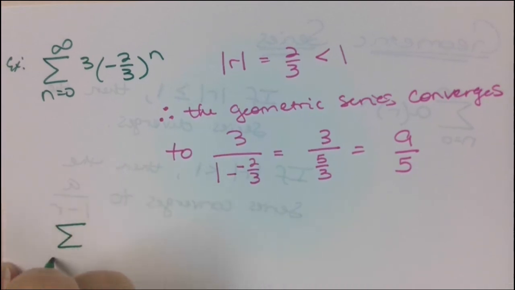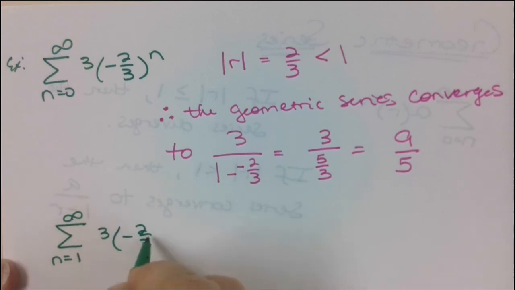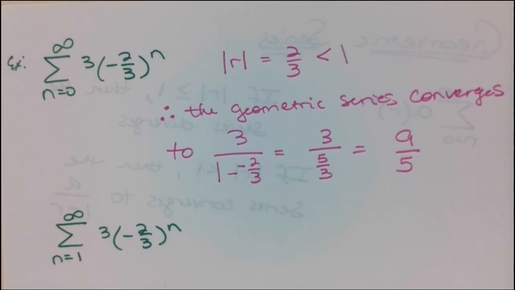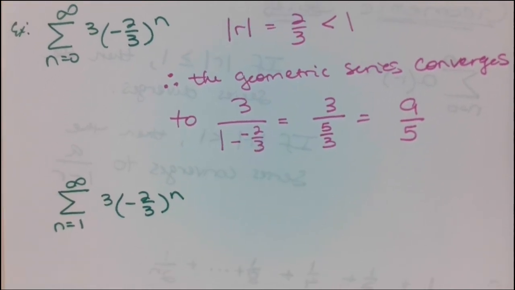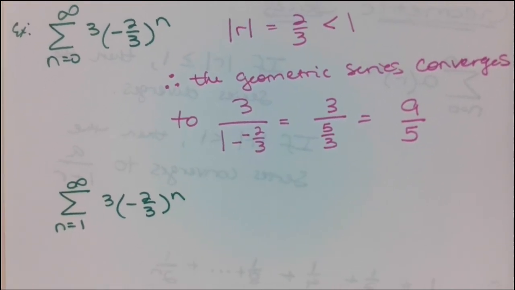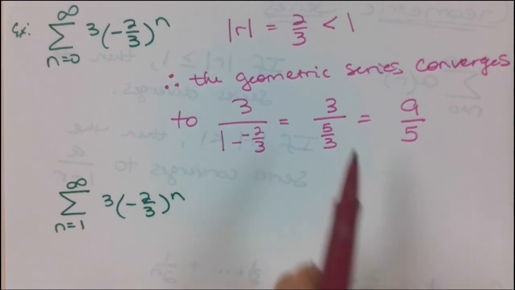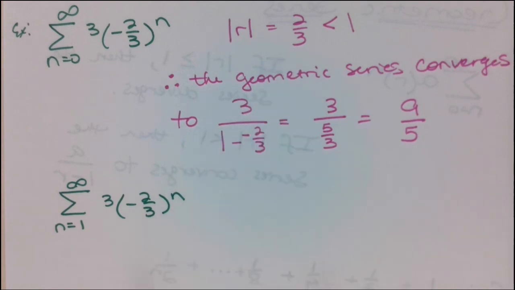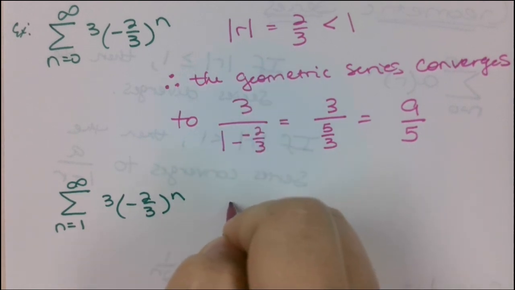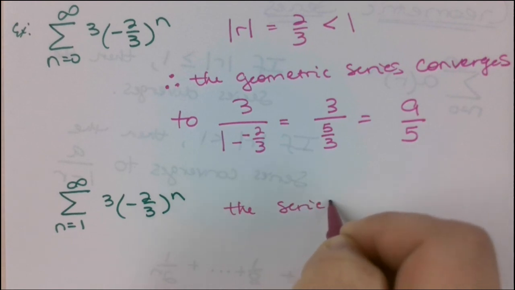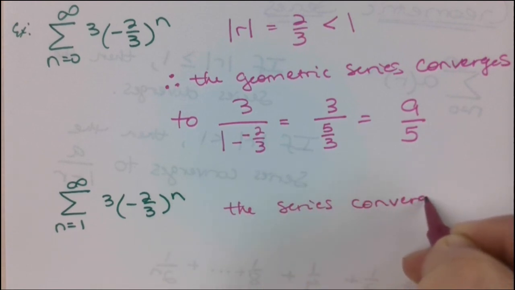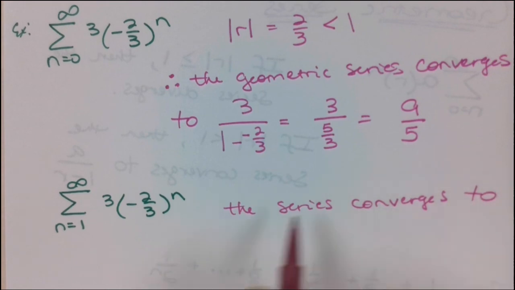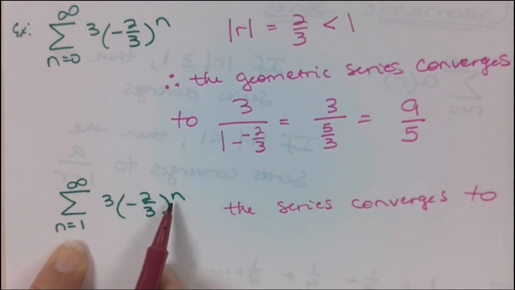What if we have the same series, but instead of starting at 0, we start the counting at 1? Same series, we're just beginning in a different place. So the absolute value of my common ratio is still 2/3, which is less than 1. And in this case, the series converges to my first term here.